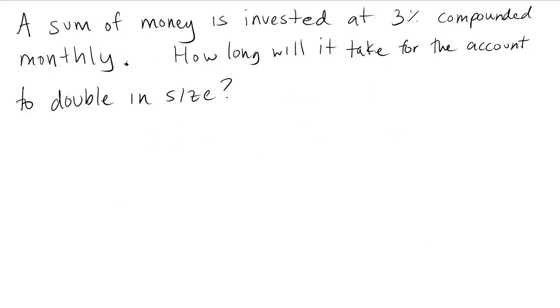A sum of money is invested at 3% compounded monthly. How long will it take for the account to double in size? Here the interest rate is certainly going to matter, but so is the number of compounding periods. Recall that when interest is compounded a finite number of times, the formula is A equals P times 1 plus r over n to the nt power.